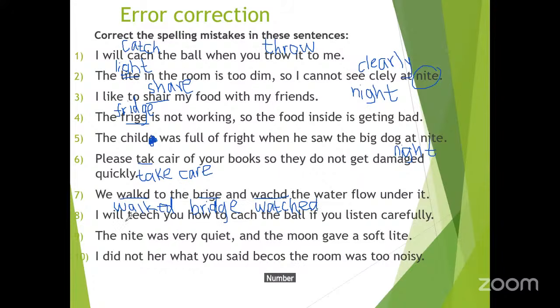Number 8. I will teach you how to catch the ball if you listen carefully. Teach, T-E-A-C-H. Teach. Catch, C-A-T-C-H.